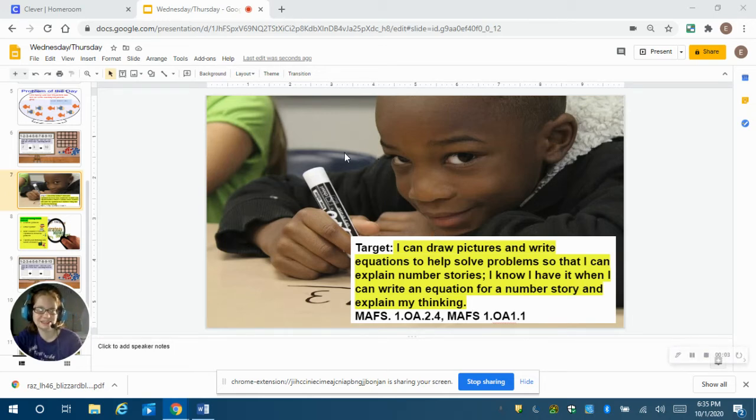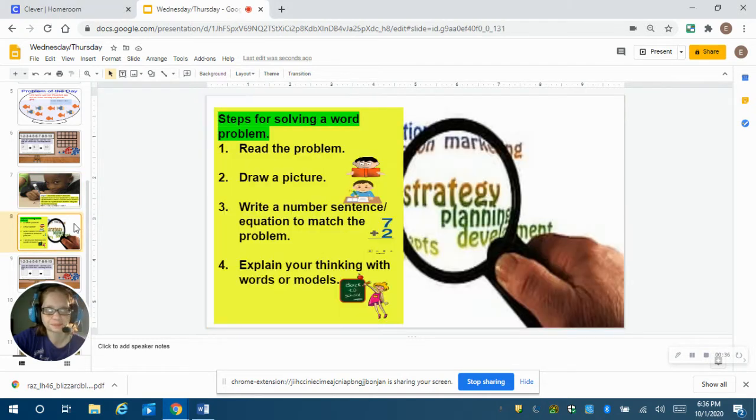This is Miss Cadiz. Today I'm going to show you how to work through word problems. So, our target for today is I can draw pictures and write equations to help solve problems so that I can explain number stories. I know I have it when I can write an equation for a number story and explain my thinking. So, before we tackle a number story, let's go over some strategies for solving our number stories.